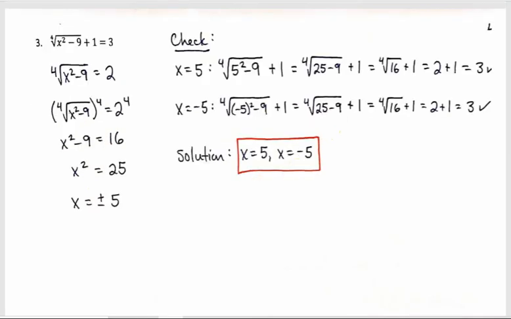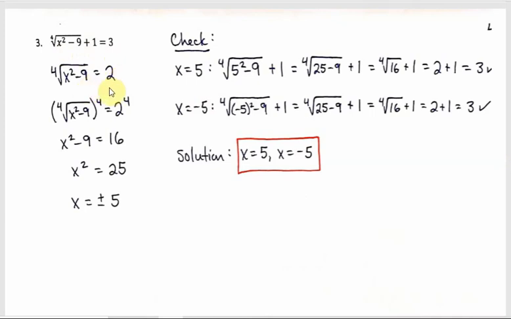Example number 3, what's different here? Well, you've got to get the root by itself, for one thing. Other than that, it's a fourth root, but that just means you got to raise both sides to the fourth power. That's a little bit different, but I think you can see it coming. So the only new thing here is you got to get the root by itself. Okay? Subtract 1 from both sides, you end up here.